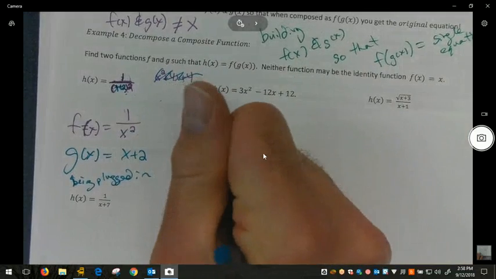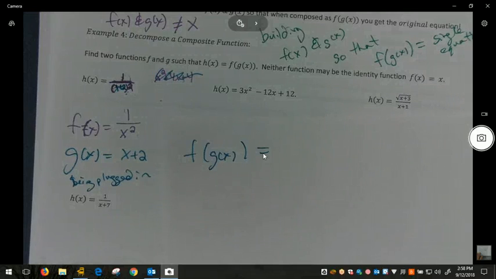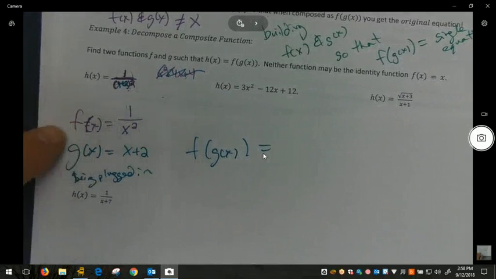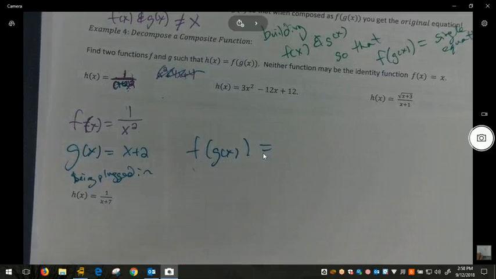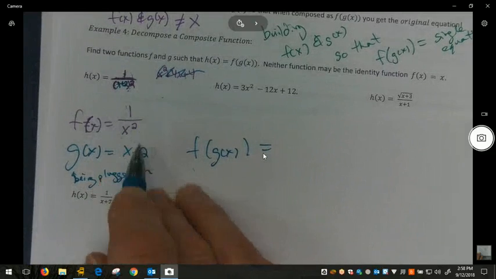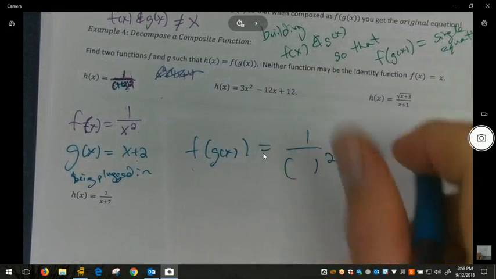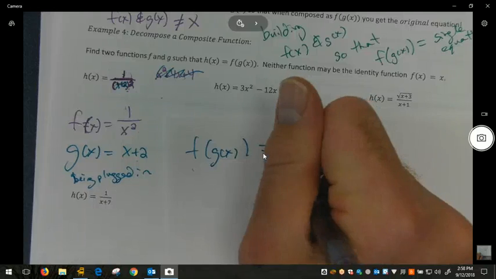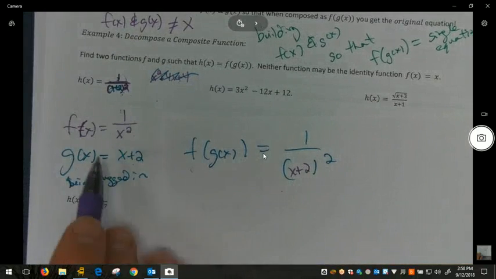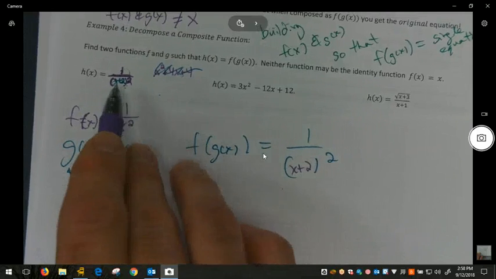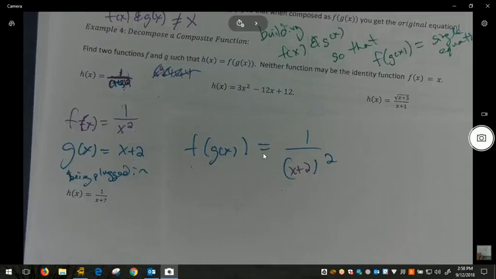F of g of x. I have people all the time who on their quiz give me something crazy, or they might even do the reverse. They might switch these by accident. If they would just plug it in, they'd see, oh, I have it reversed. I need to make this f and this g. So this is going to be 1 over x squared, and I'm plugging in x plus 2. Oh my gosh, it's the same function. We found two functions that when you do function composition, you get this single function. That's called decomposing the function.